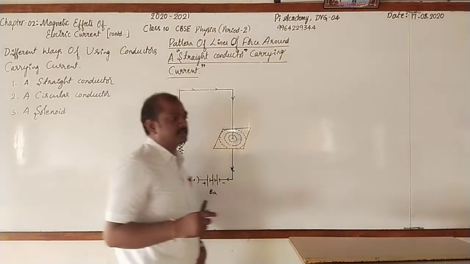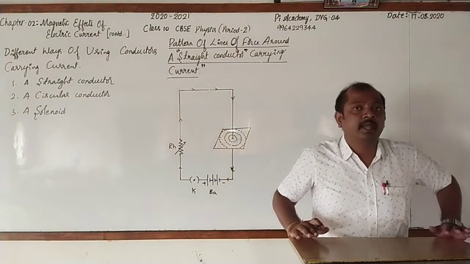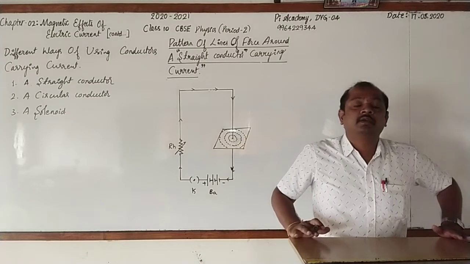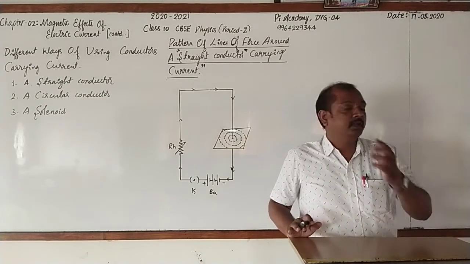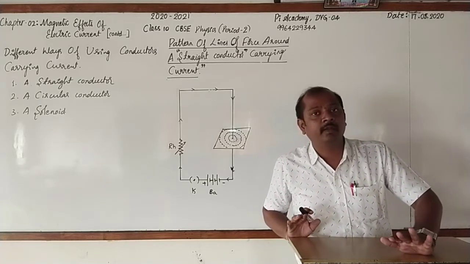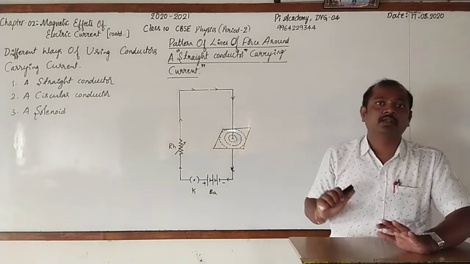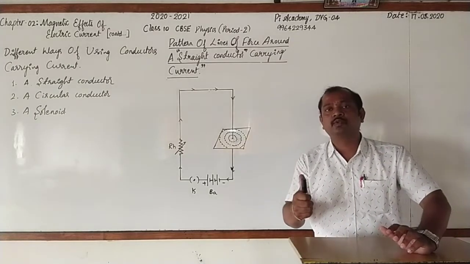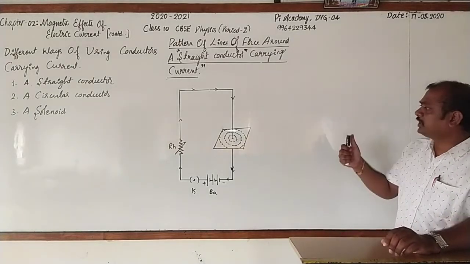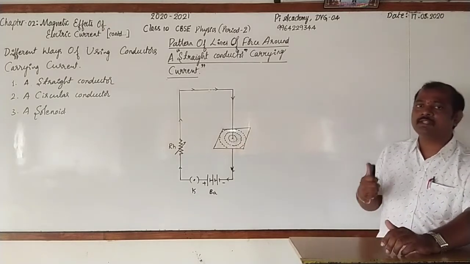To understand this, one more scientist, James Clerk Maxwell, has given a law, and that law is known as Maxwell's right hand grip rule, also Maxwell's right hand thumb rule. From that rule, we can come to know the direction of lines of force. Then what is the statement?